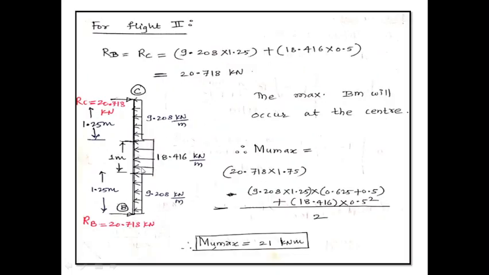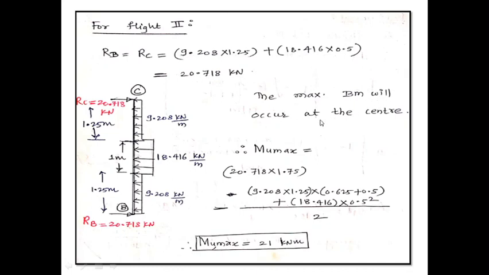Now moving further to flight 2, again this is a simple diagram. When I calculate these reactions, it is very simple because it is symmetrically loaded. You just add all this and divide by 2, so 50% will go this side and 50% will go this side. So each reaction will be 20.718 kilonewton.